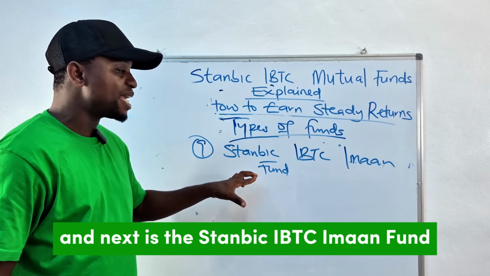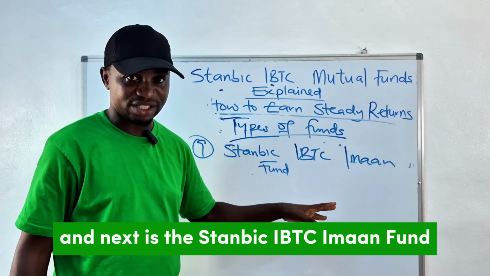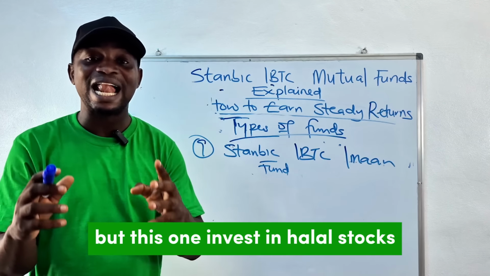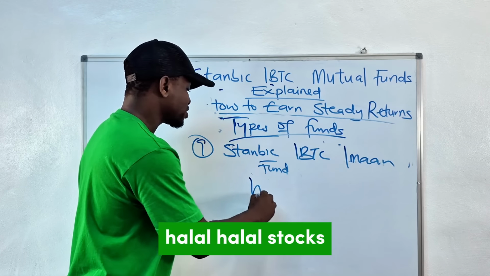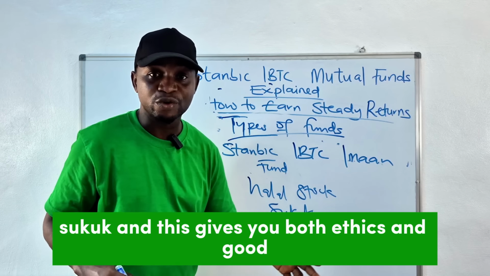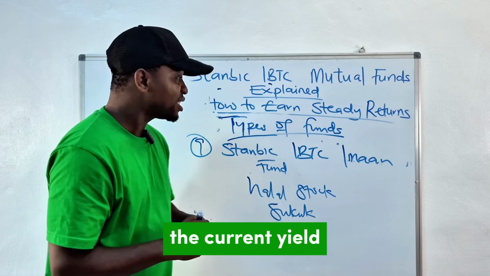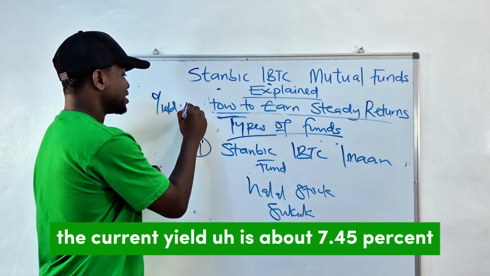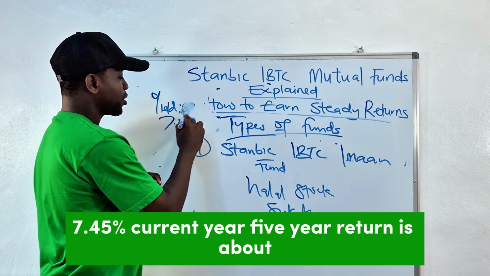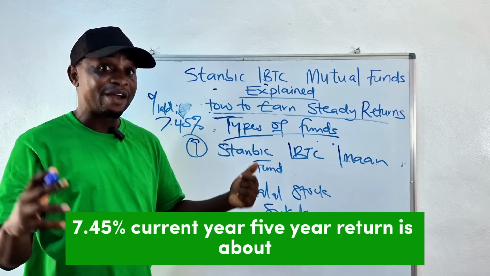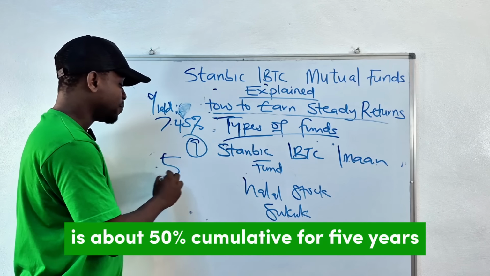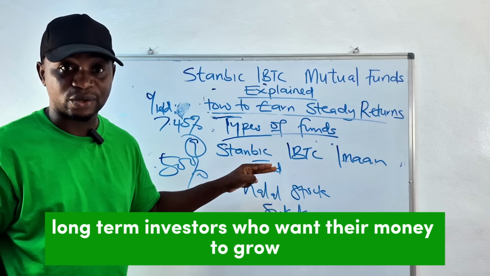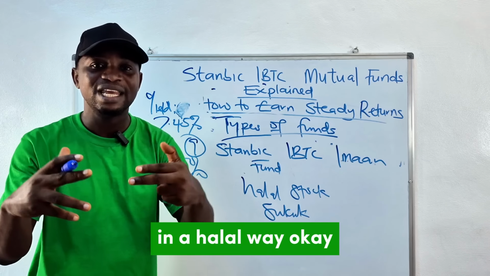And next is the Stanbic IBTC Iman Fund. This is another Sharia compliant fund, but this one invests in halal stocks. Halal stocks, sukuk, and this gives you both ethics and growth. The current yield is about 7.45%. 7.45% current yield. 5-year return is about 50% cumulative for 5 years. It is ideal for long-term investors who want their money to grow in a halal way.